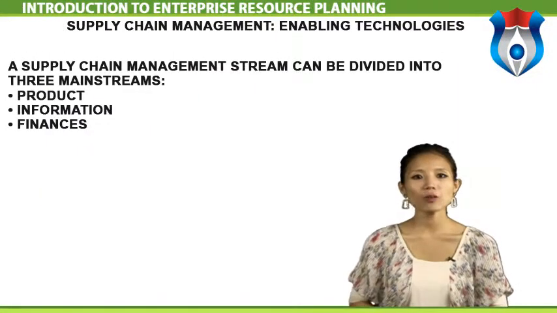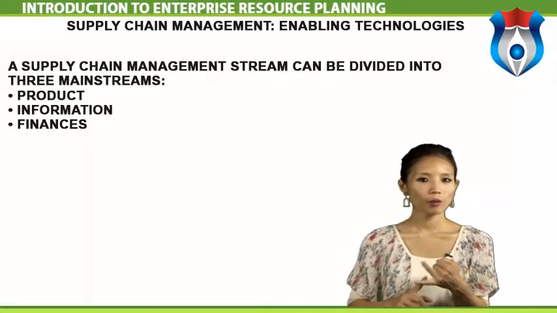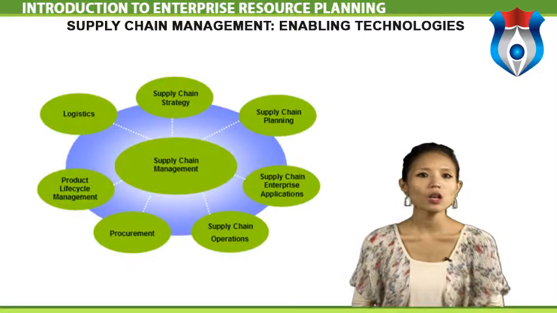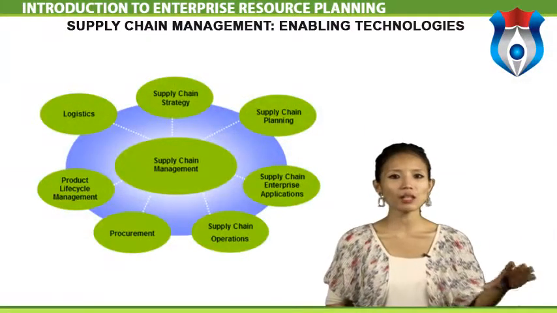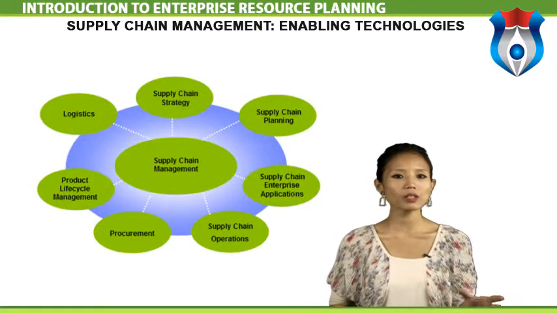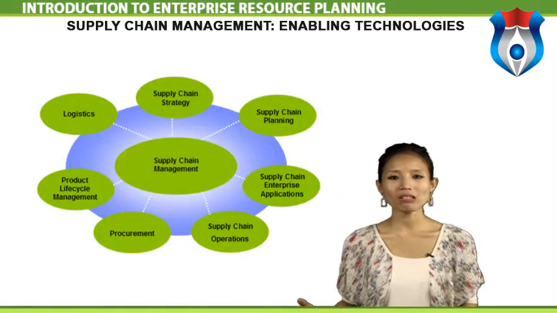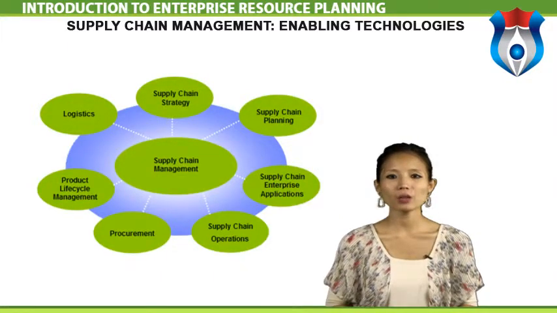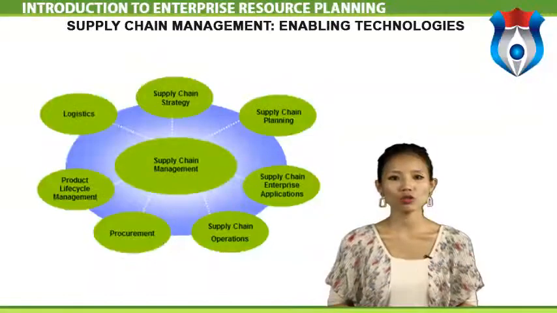A supply chain management stream can be divided into three main streams: product, information and finances. Product: goods moving from sources through manufacturing processes and ultimately to a customer, to include services such as customer returns. Information: transmitting orders and updating delivery status. Finances: credit terms, payment schedules, shipments and contractual relationships.